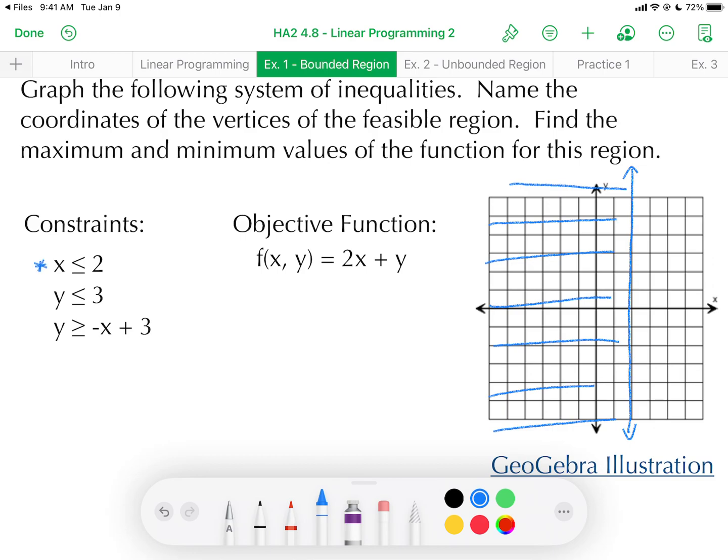Now let's color code this. I did my first one in blue, so now I'll do my next one in red. y is less than or equal to 3. That would be a horizontal boundary line that's solid. I'd shade below it.